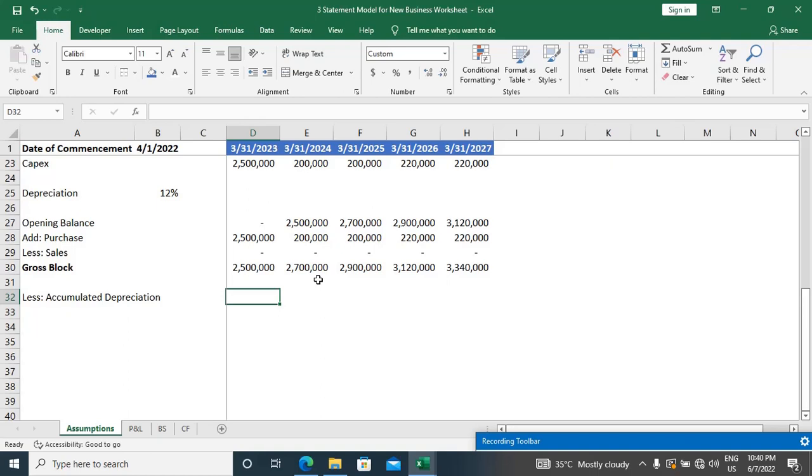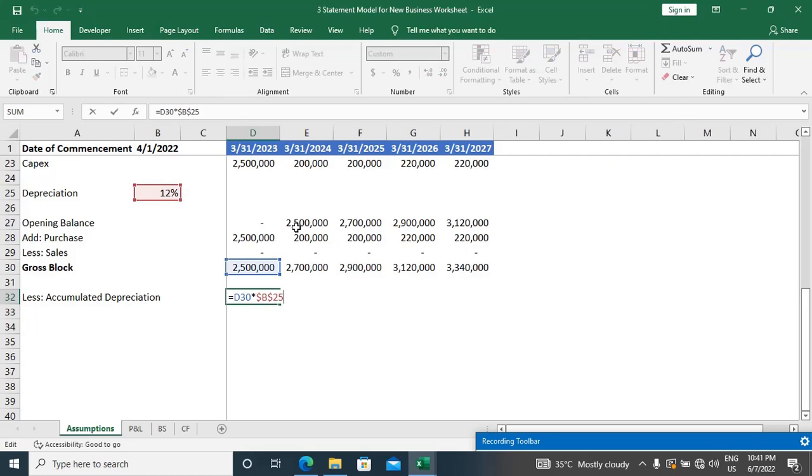So how to calculate the accumulated depreciation? Press equal to gross block multiplied by the depreciation rate given here. I am fixing this rate because I do not want this rate cell to move here and there, and if I press enter I will get it, but it won't be correct. There is a reason. So this is roughly a rough calculation of the depreciation, right?